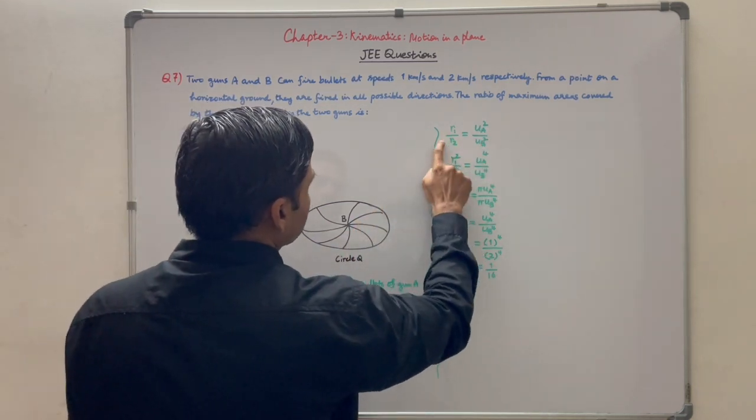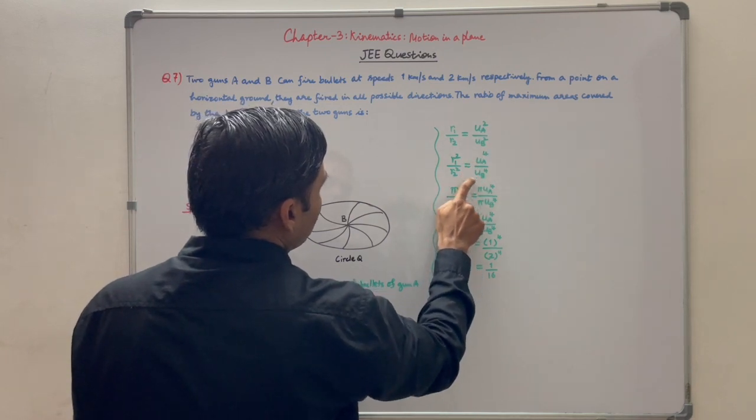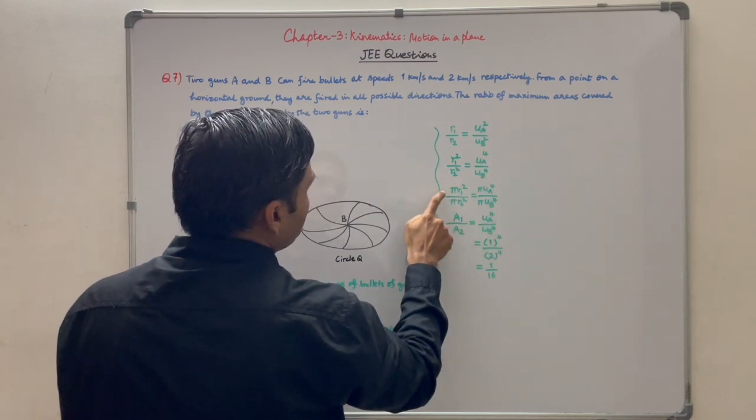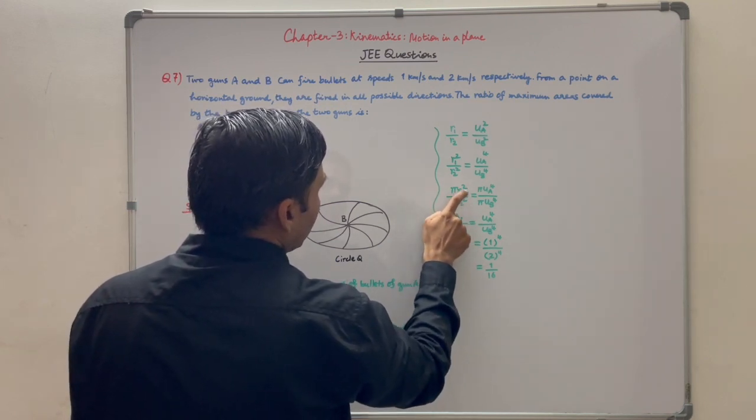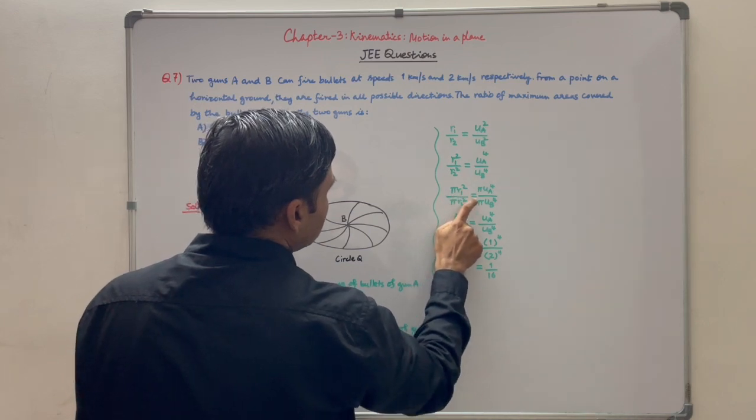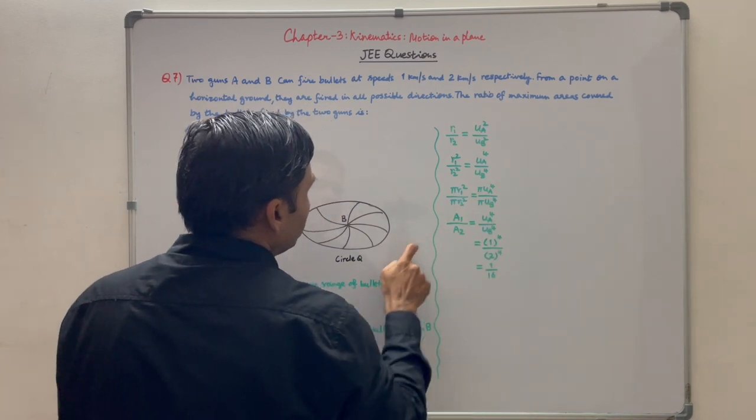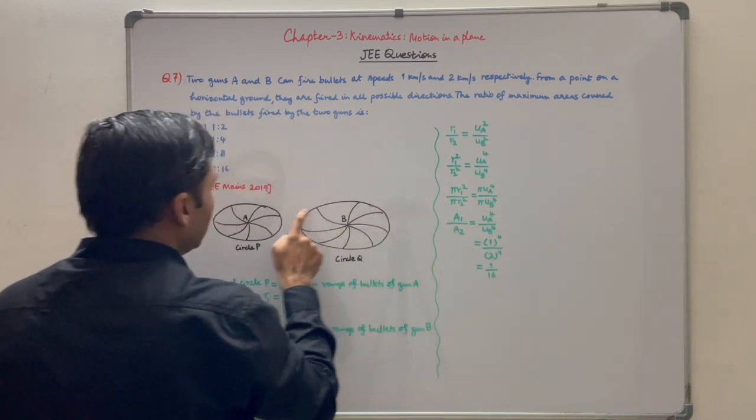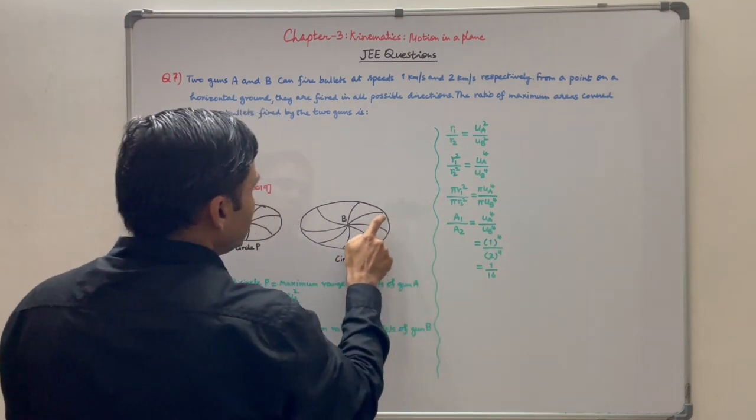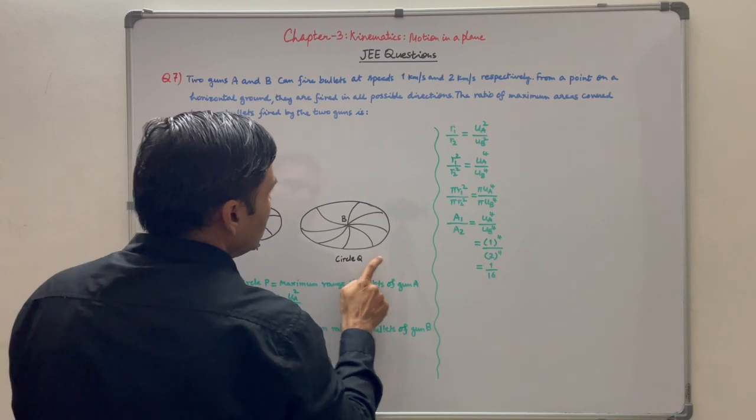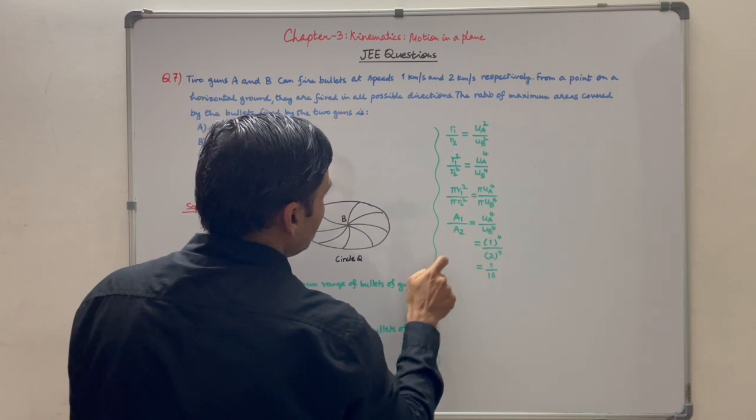Now squaring both the sides, R1 square upon R2 square is equal to UA to power 4 upon UB to power 4. Multiply by pi in both numerator and denominator. So pi R1 square upon pi R2 square is equal to pi UA to power 4 upon pi UB to power 4. Now pi R1 square is the area of this circle P, and pi R2 square is area of this circle Q. So A1 upon A2 is equal to UA to power 4 upon UB to power 4.